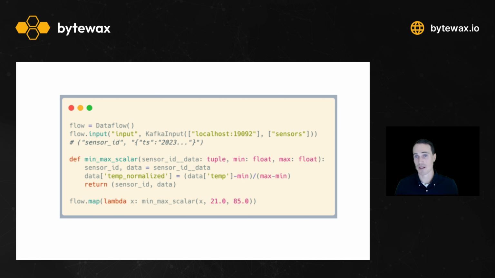So you can provide a number of additional configuration parameters. In fact, you can provide all of the ones that are available for the RD Kafka library, which is that lower level C library that the Confluent Kafka Python library uses. And Bytewax Kafka input will take care of having the right worker, if you were to parallelize this, listen to the right partition.